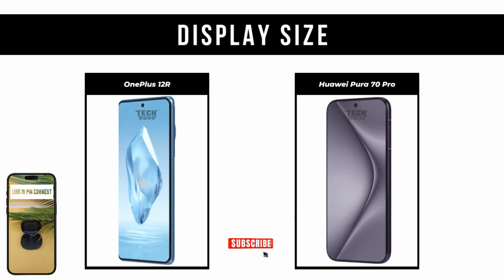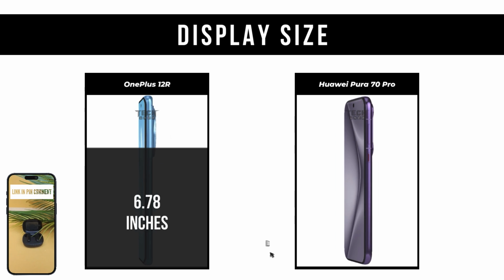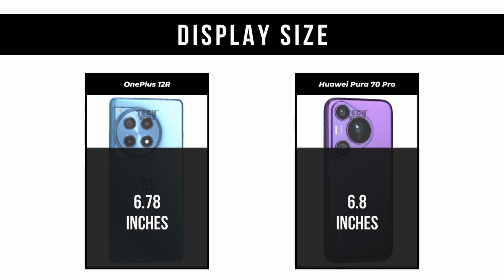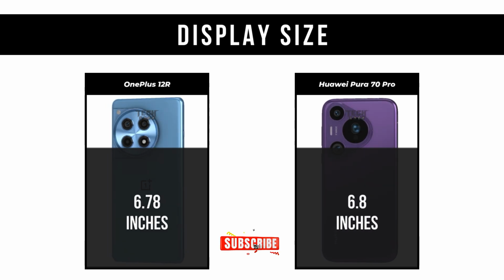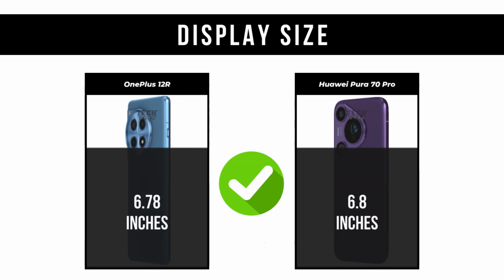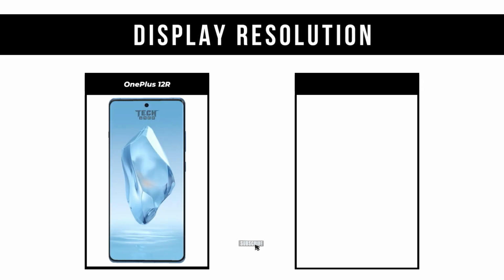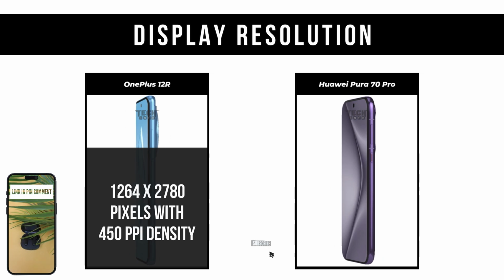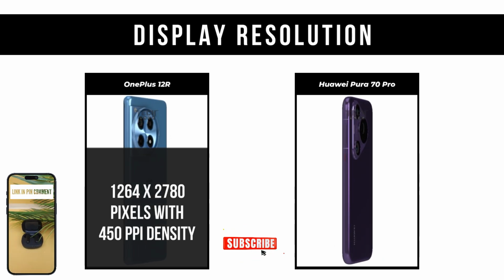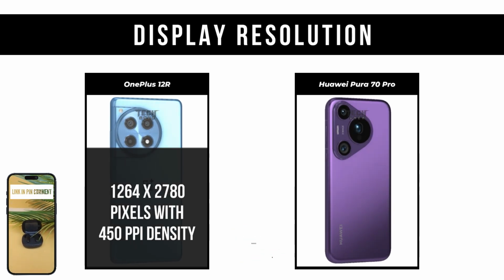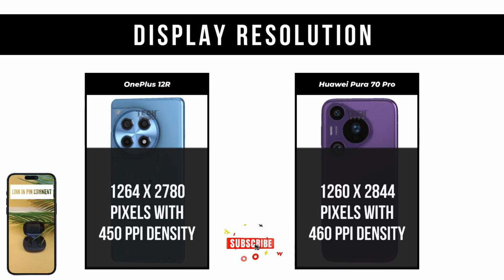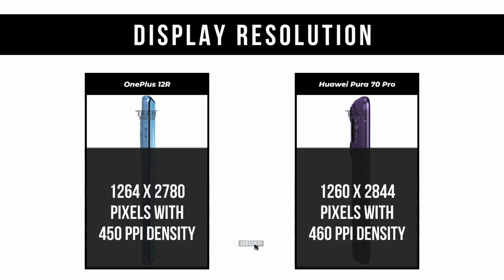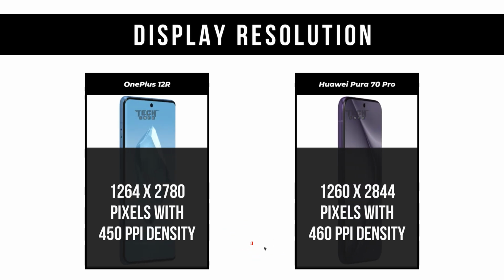Display size. OnePlus 12R is 6.78 inches. Huawei Pura 70 Pro is 6.8 inches. Display resolution. OnePlus 12R is 1264 into 2780 pixels, with 450 ppi density. Huawei Pura 70 Pro is 1260 into 2844 pixels, with 460 ppi density.